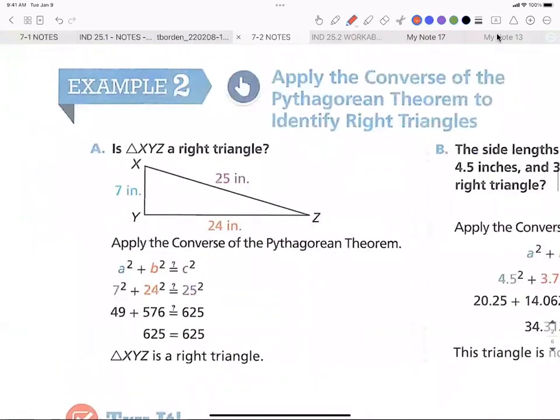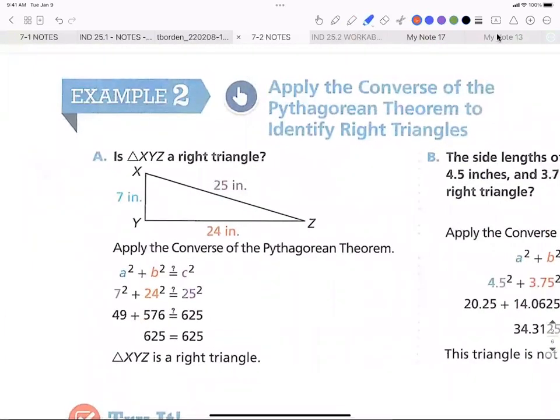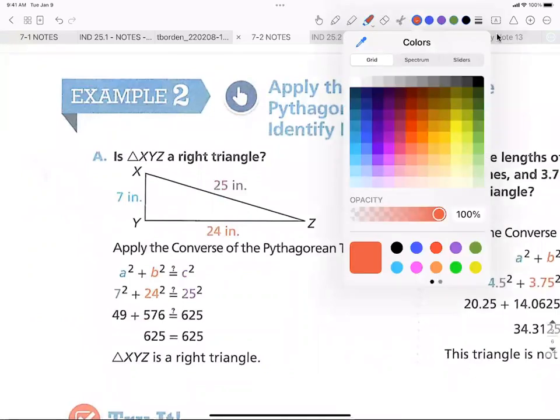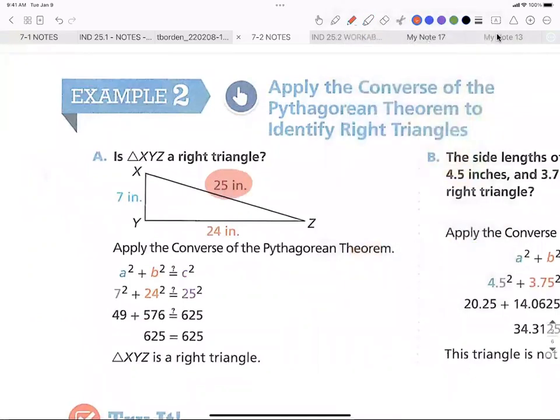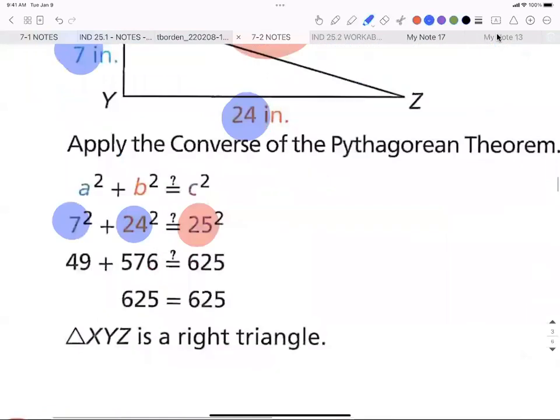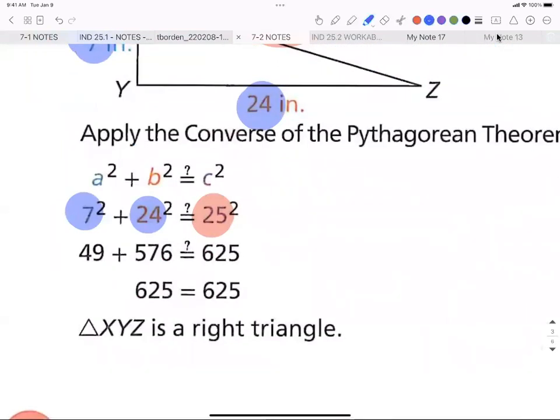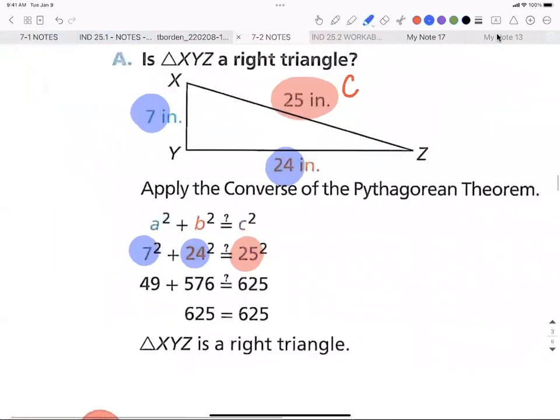All right. On this one, again, I'm just going to go over this very quickly. The main thing you need to remember is that your longest side is always your c. And so notice that they put the 25 over on the c. And then the legs go on the left. So the 2 legs here, square everything, and then test it. Does 625 equal 625? Yes, it does. So this is a right triangle.